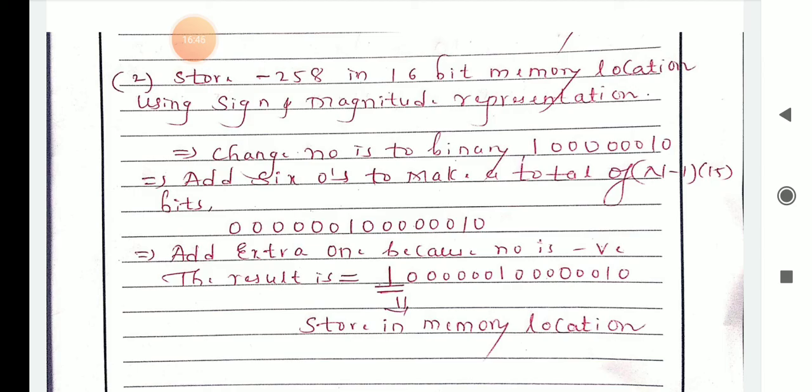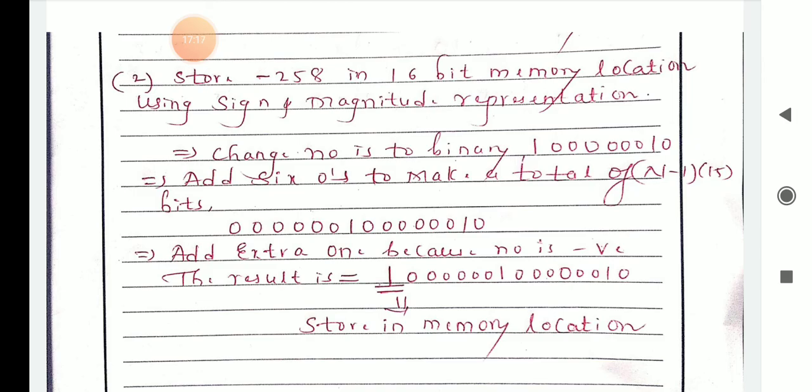Add an extra 1 because the number is negative. Your number is negative, so you have to add an extra 1 in the leftmost digit. The result is 1, then your final register is 1 0 0 0 0 0 0 1 0 0 0 0 0 0 1 0. Whatever your final result is, you have to store it into your memory location.